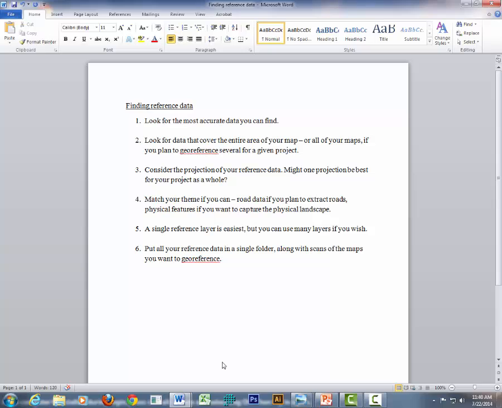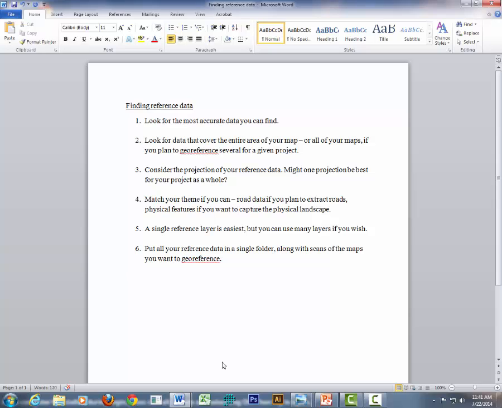Secondly, look for data that cover the entire area of your map, or for all of your maps if you plan to georeference a number of maps in a given project. So a little bit of advanced planning, looking at how large an area of the Earth you want to georeference, will help you choose good reference data. This leads to the third point.